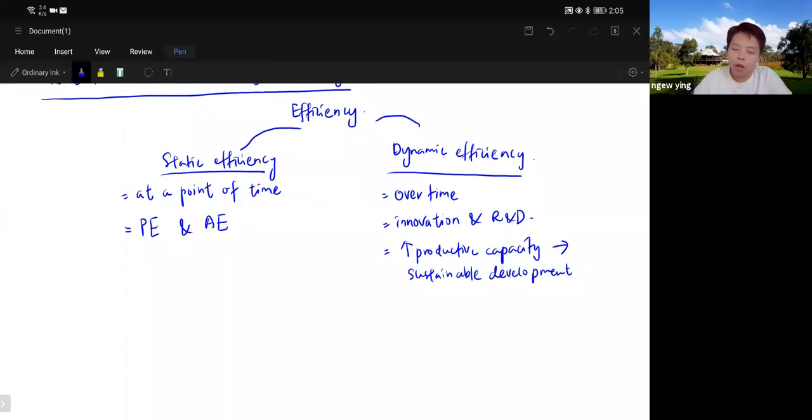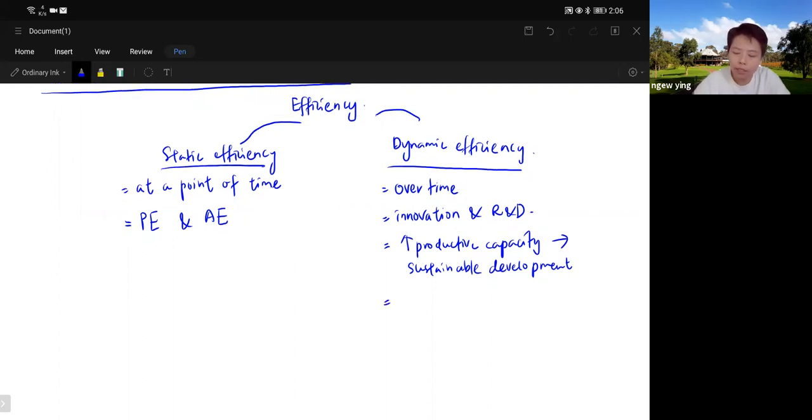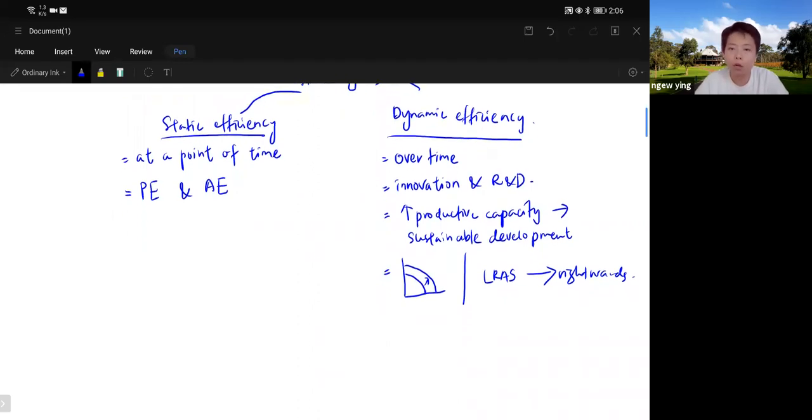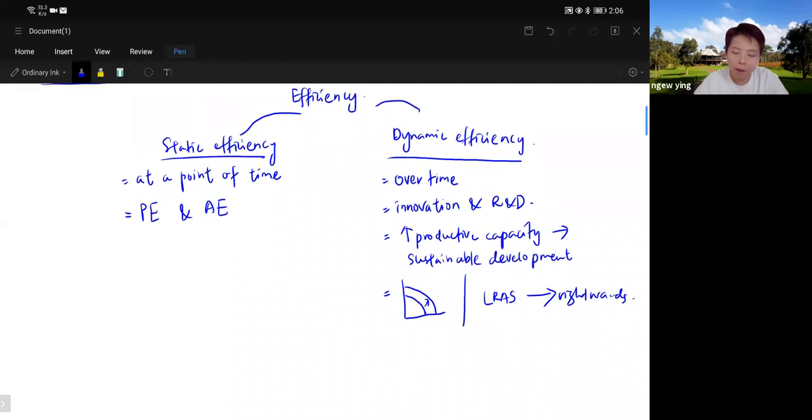So now, we don't really need to offer any diagram for dynamic efficiency, but you should know that for dynamic efficiency, either your PPC curve shifts outward, or your long run aggregate supply curve shifts rightwards, which means your productive capacity has increased. Okay, now let's go in depth to discuss what is meant by productive efficiency and allocative efficiency. So this is part one.